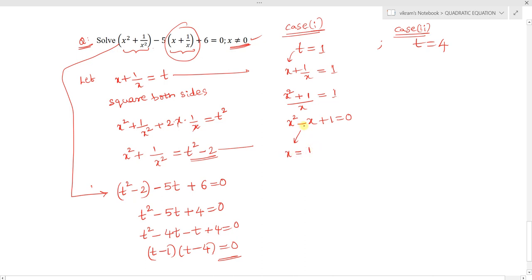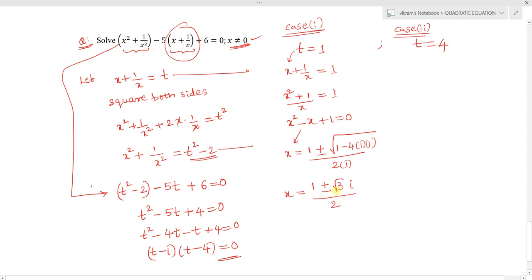Minus b means minus 1. Minus of minus 1 is plus 1, plus or minus square root of b square minus 4ac, by 2a. A is nothing but 1. Then directly we can write the value of x is equal to 1 plus or minus square root of minus 3, which can be written as root 3 into i by 2.